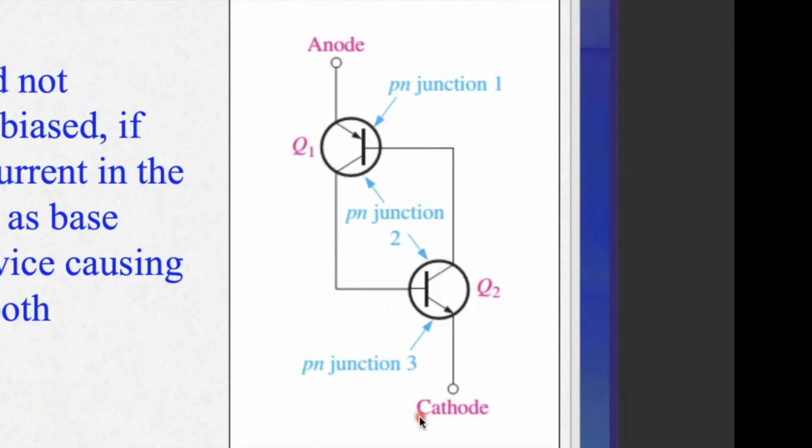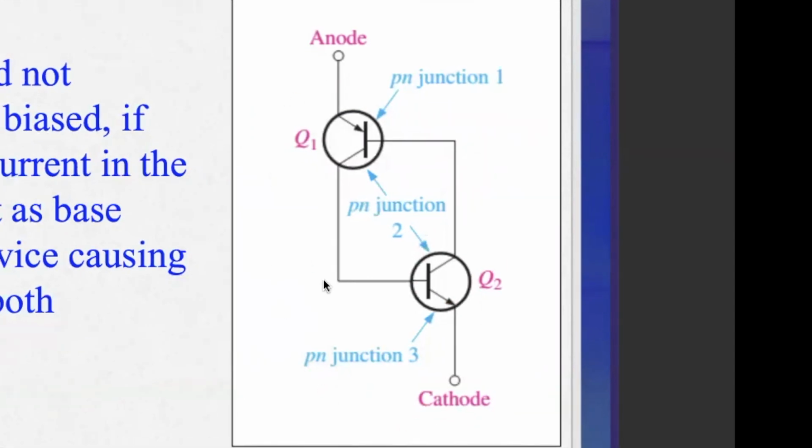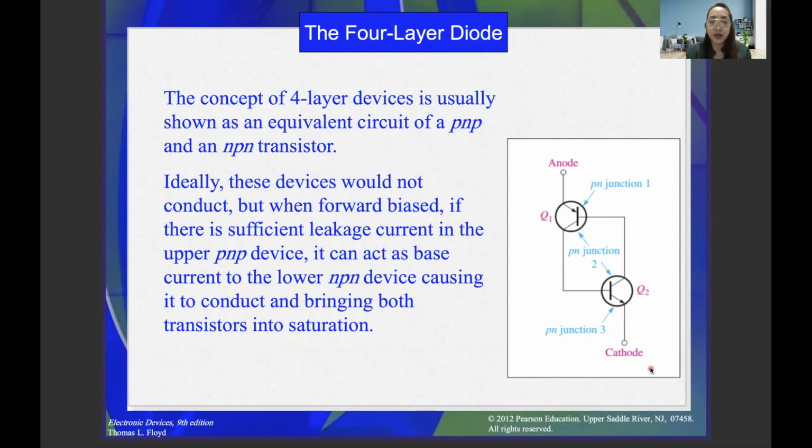So under the 4-layer diode, we have the combination of PNP and NPN transistors connected in this particular manner. Ideally, these devices would not conduct, but when forward biased, if there is sufficient leakage current in the upper PNP device, it can act as a base current to the lower NPN device, causing it to conduct and bring both transistors into saturation.